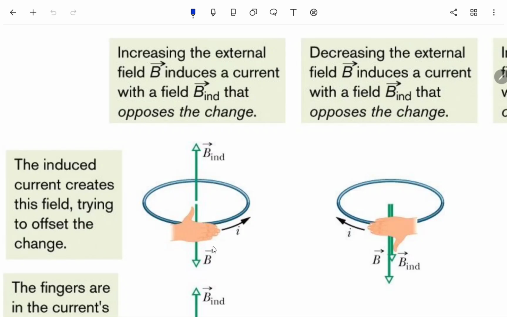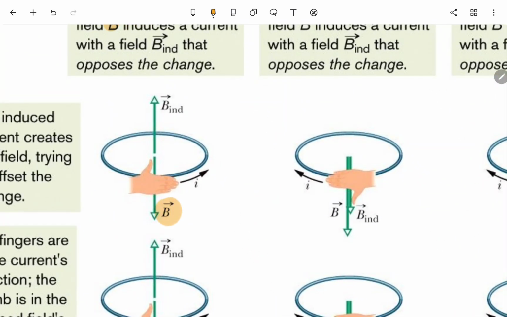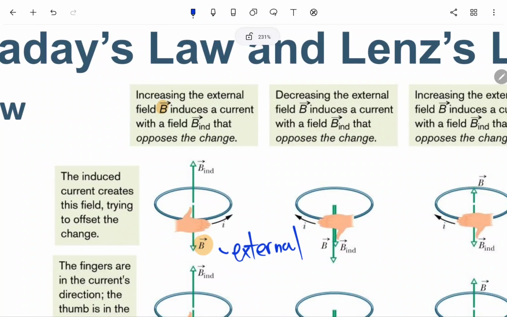Okay, so here, increasing the external B field. For all of these small figures, the B means the external B field, generated by something else, but we don't need to care about how it is generated. We only need to know that this B is the external B field generated somewhere, and it can increase or decrease later on. But this is what we have at the beginning.